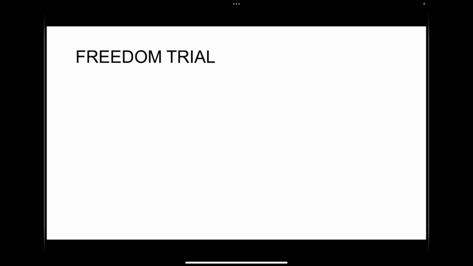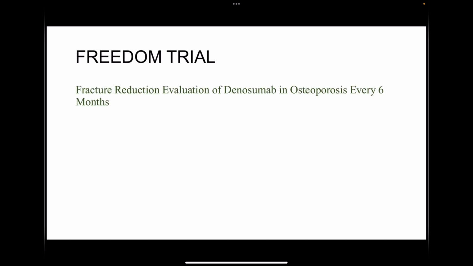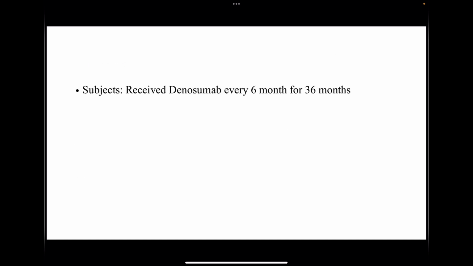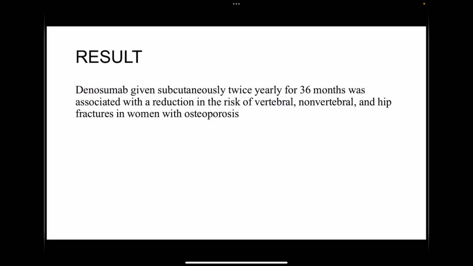Now, the FREEDOM trial is all about the efficacy of denosumab. And in this trial, they came to the conclusion that whenever a patient receives denosumab, the effects are better and it reduces the risk of fragility fractures.